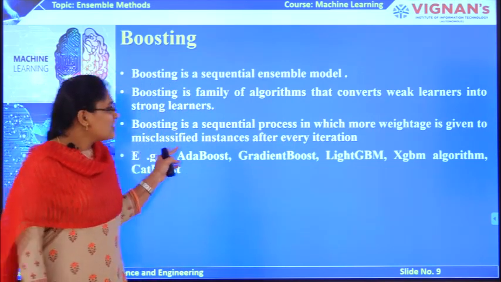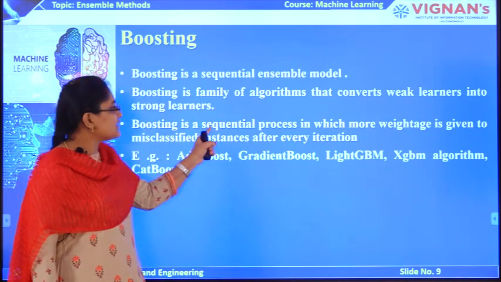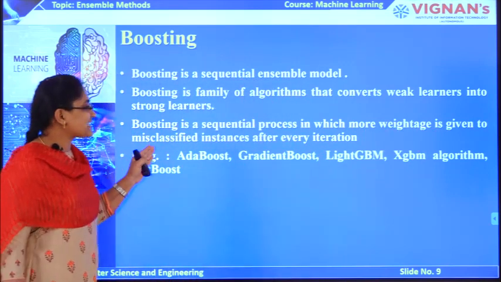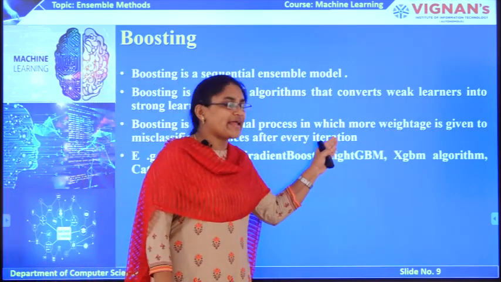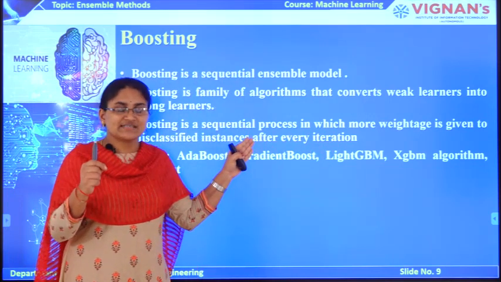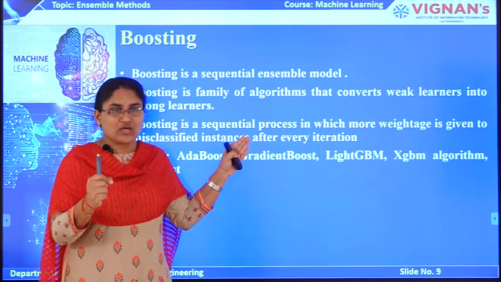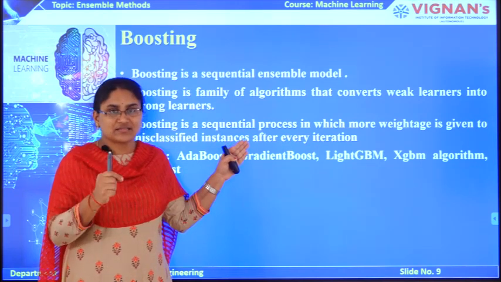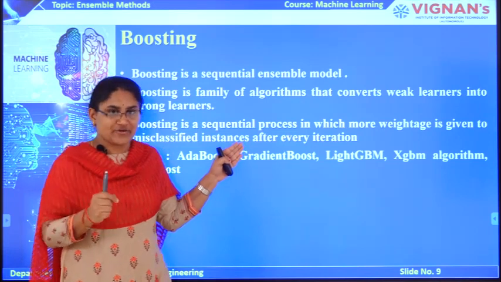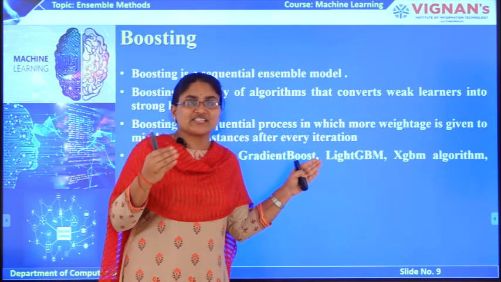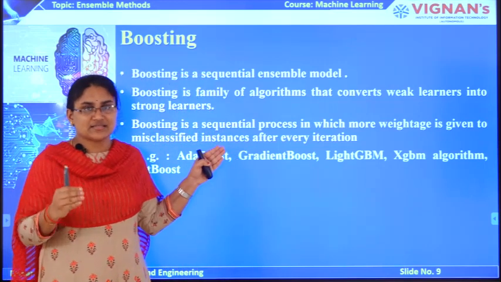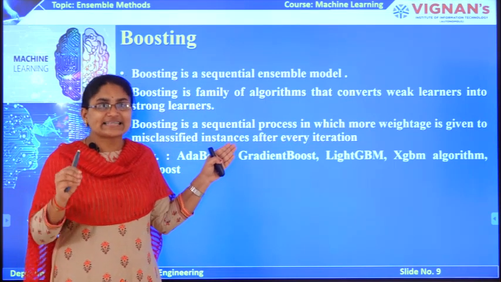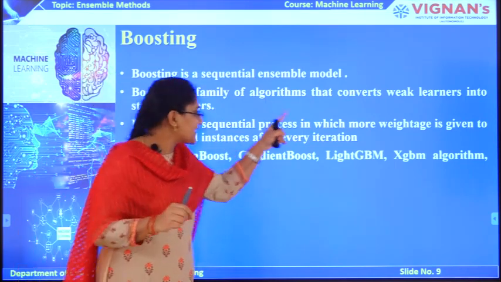Okay. So boosting is a sequential process in which more weightage is given to misclassified instances after every iteration. This means boosting gives higher priority to the misclassified observations in each weak classifier, for rectification of those misclassified observations in the next step. This process is repeated until we get the right classification. So this is an iterative process.